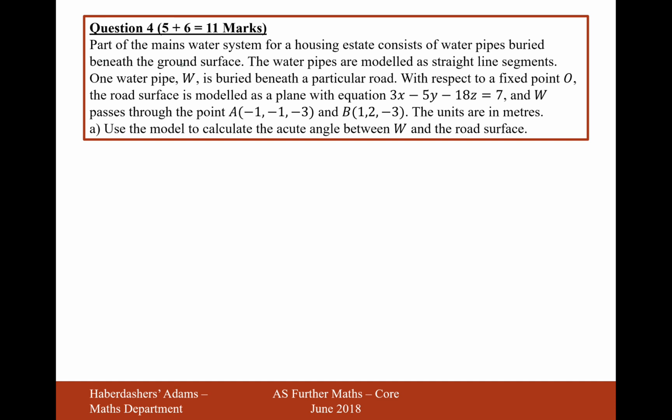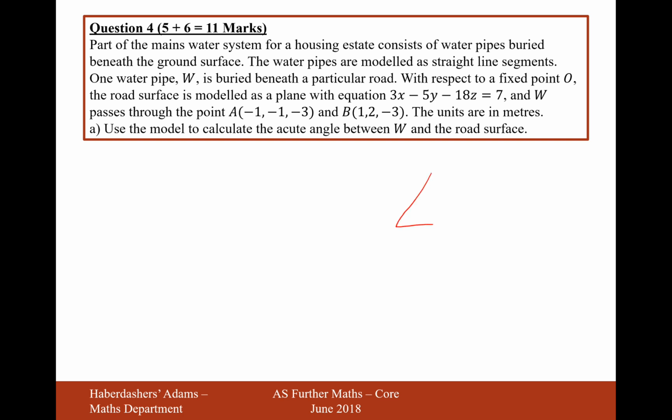So, part of the mains water system for a housing estate consists of water pipes buried beneath the ground surface. The water pipes are modelled as straight line segments. One pipe W is buried beneath a particular road. With respect to a fixed point O, the road surface is modelled as a plane with the equation 3x minus 5y minus 18z equals 7, and W passes through the points A and B. The units are in metres. Use the model to calculate the acute angle between W and the road surface.